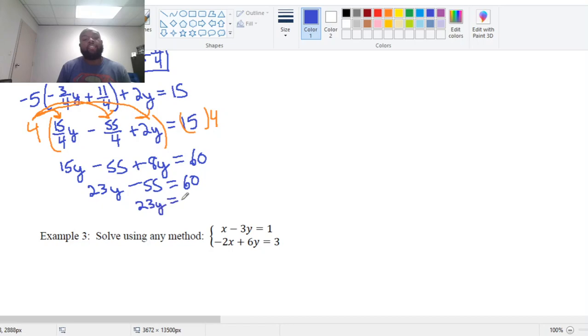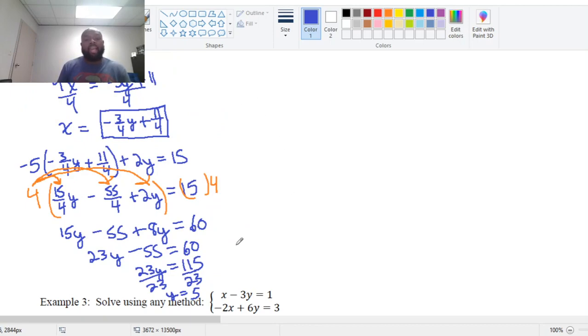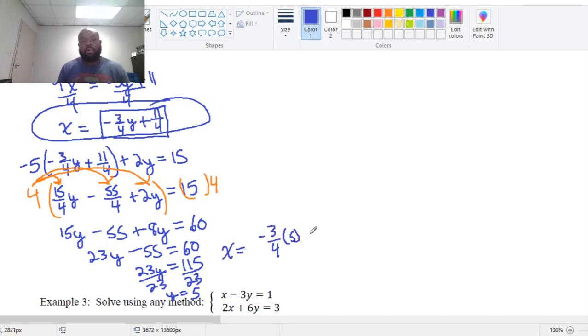I add 55, that's 115. And then I divide both sides by 23, and I get y equals 5. All right, now that I have solved for one of my variables, y, I go back and use the fact that x is given by that expression, and I can substitute that 5. So that's negative 15 over 4 plus 11 over 4, which is negative 4 over 4, which is negative 1, right? And so my solution would be x equals negative 1, y equals 5.